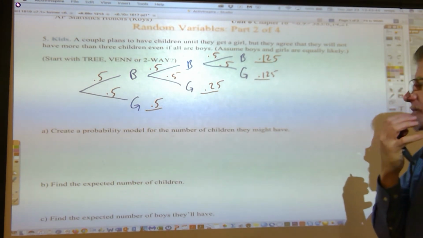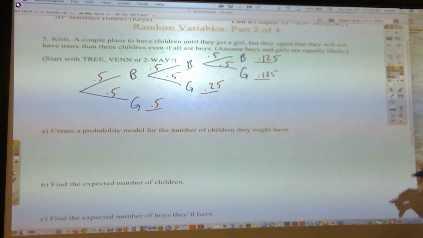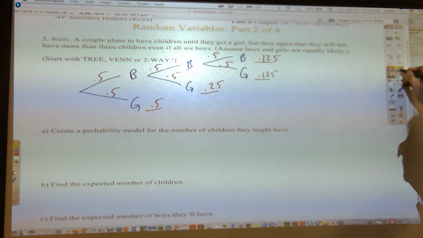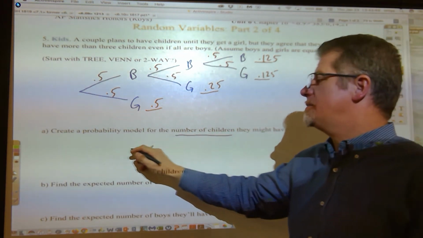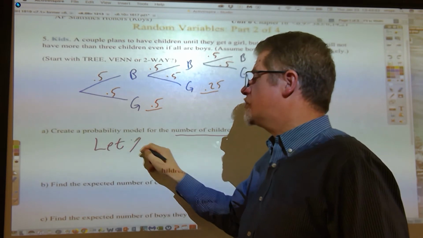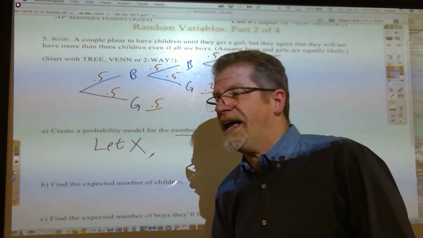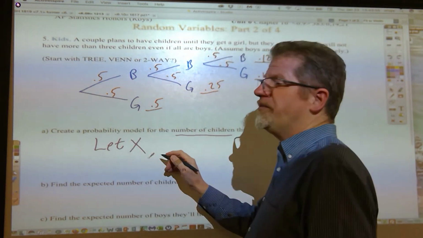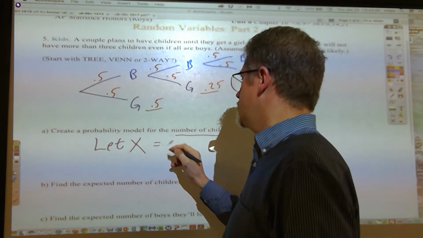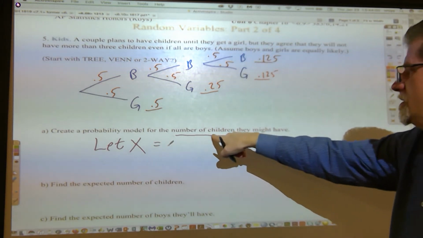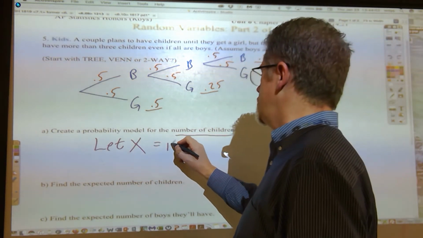Now it says create a probability model for the number of children they might have. If you read the problem carefully, you'll be able to see what your let statement will be. Do not expect to get full credit unless you attach meaning to your random variable with a let statement. So here, X is going to represent, there in the wording of the problem, the number of children.